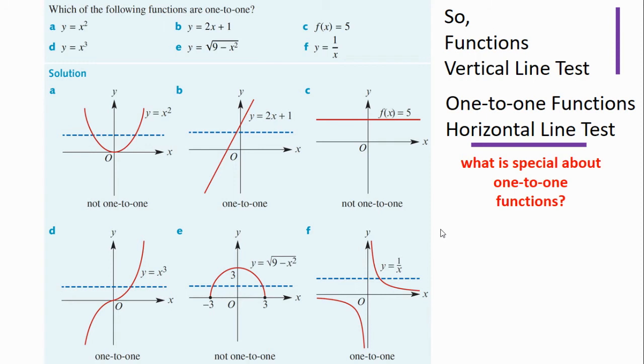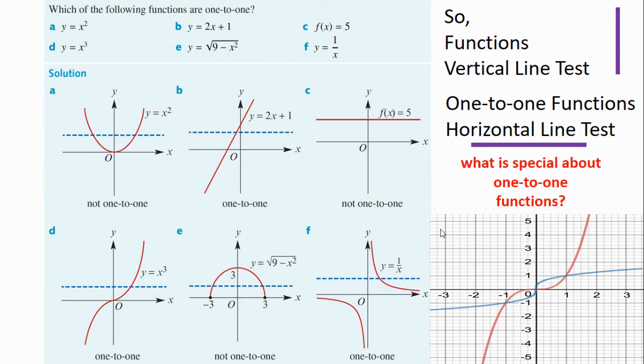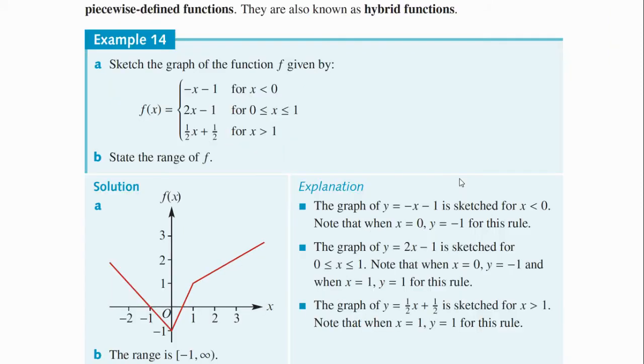So what's special about one-to-one functions? We'll look at this in more detail later on, but if we have a graph there, it looks to me like that might be something like x cubed. If we work out this graph here, which is the inverse of x cubed, and we put in the line y equals x, we can see that there's a reflection. The graph on this side of the line and this side of the line are a reflection of each other. In order for us to be able to do this, we need to have a one-to-one function. More on this later.